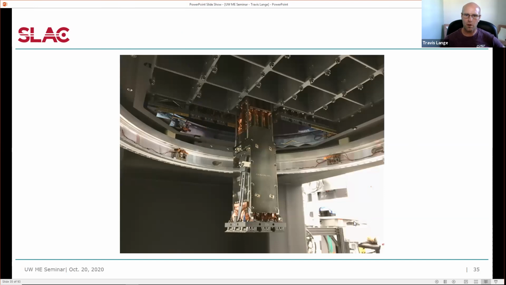So this is real hardware going in, and I don't think this one was ever removed. So this is a Raft tower that's being installed into the cryostat. And you can see that we already have several already installed in this image.